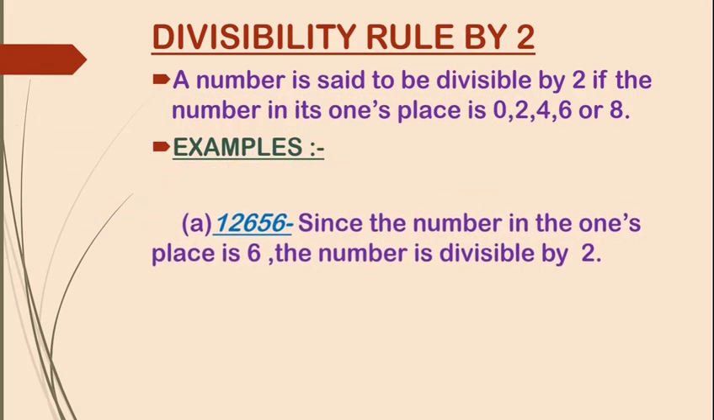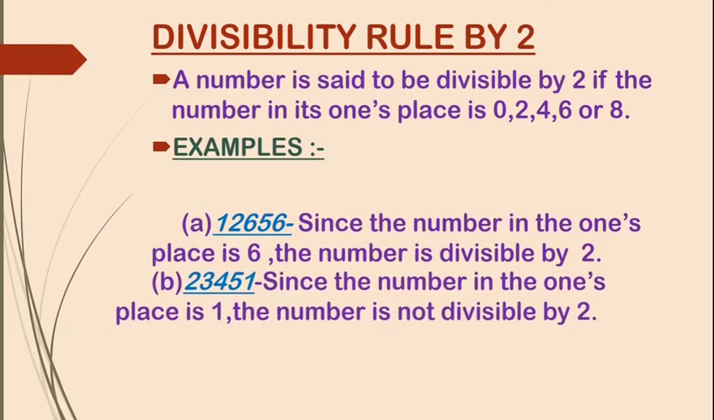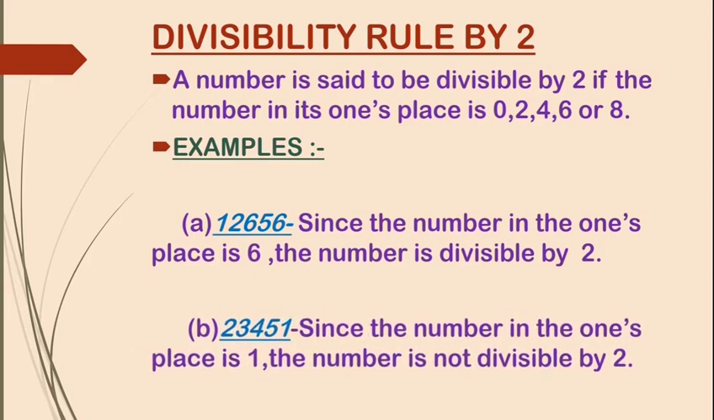So here goes the first example. The number given is 12,656. Since the number in the ones place is 6, the number is divisible by 2. Here goes the second example, 23,451. So here in this number, the number in the ones place is 1. So because it is 1, and it is not 0, 2, 4, 6 or 8. So the number won't be divisible by 2.